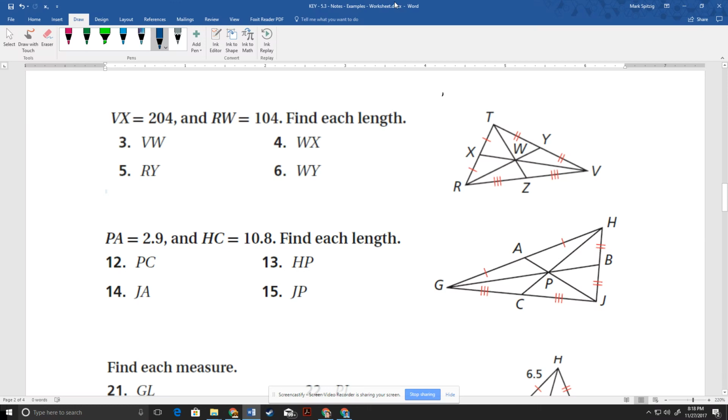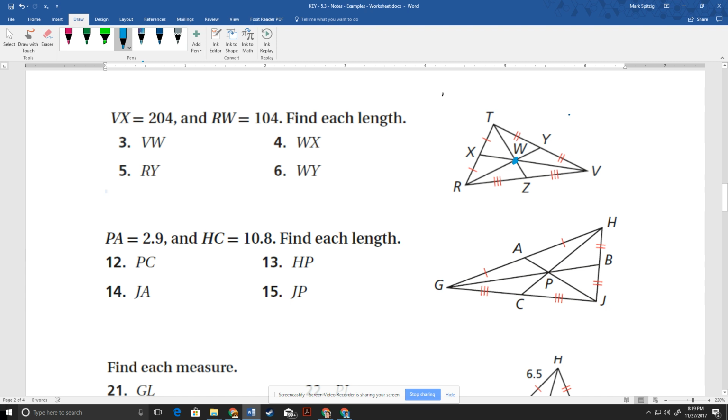Right, so here we go with the key for 5.3. So let's see here. We're talking about finding the cursor. There we go. All right, so it says Vx. Looks like we have a bunch of medians here, so that would make this the centroid, just from a glance, right? We have vertex to midpoint, vertex, midpoint.